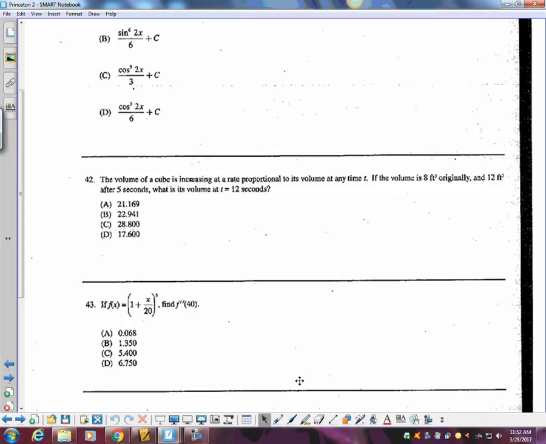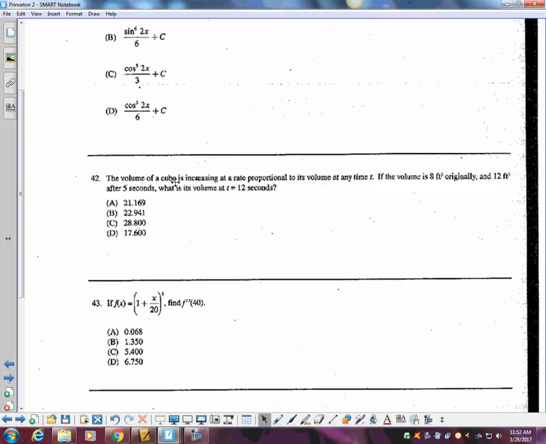Okay, it says the volume of a cube is increasing at a rate proportional to its volume at time t. Okay, let's stop there. The volume of a cube is increasing. So what does that mean? That doesn't mean V equals something. That means dV/dt. The volume is increasing at a rate proportional to its volume.